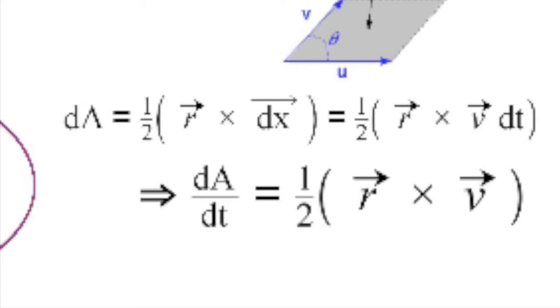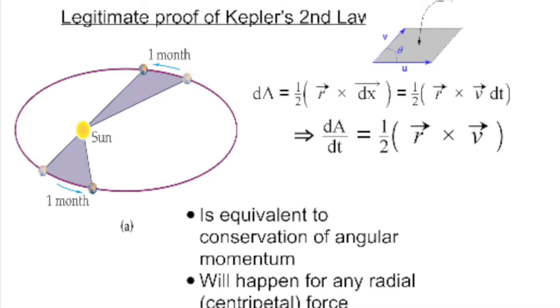That's just speed times time gives me distance. So that would mean that the rate of the area covered with respect to time, if I divide both sides by dt, is just going to be half r cross v. And r cross v is basically just m away from being angular momentum. So what you're getting is that the area covered per time is proportional to the angular momentum. And so really this equal areas, equal time statement is equivalent to conservation of angular momentum, which again happens for any radial force, any centripetal force.